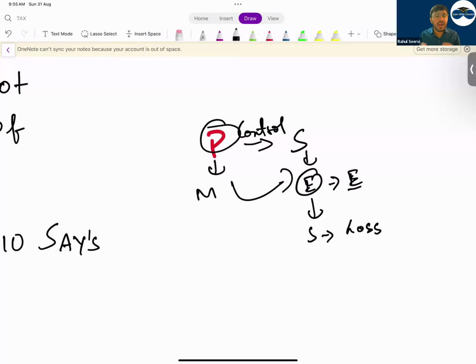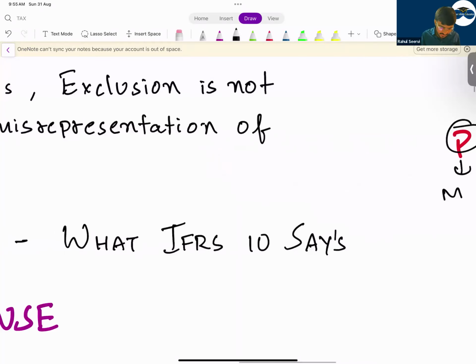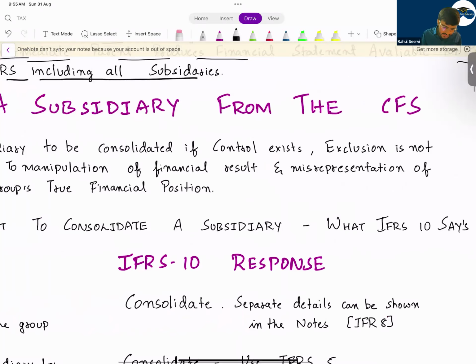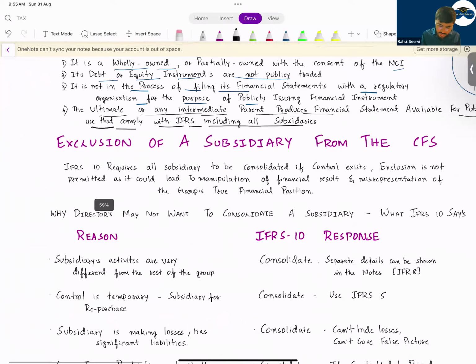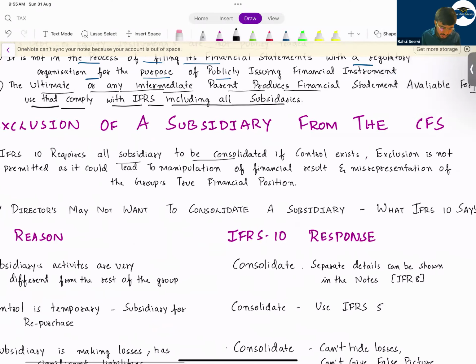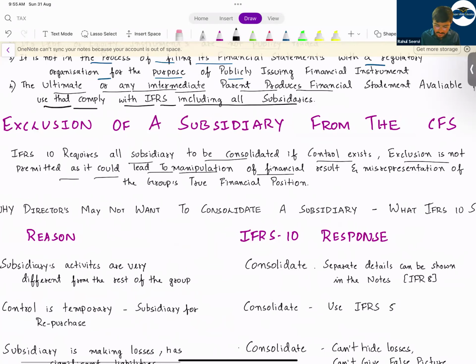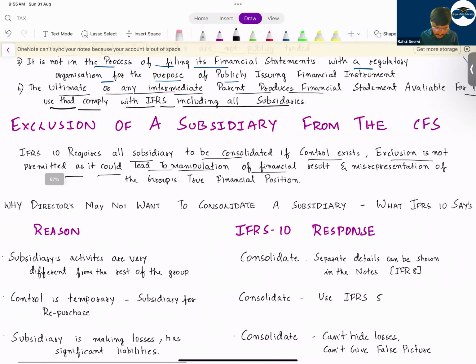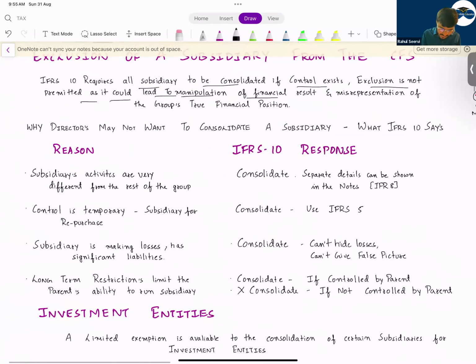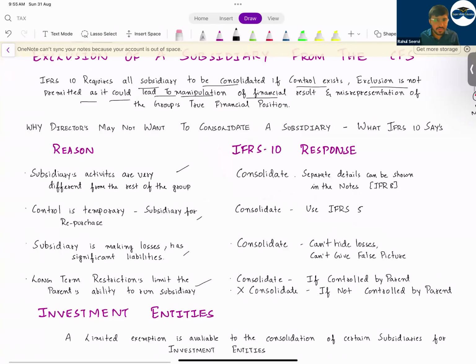Understand? IFRS 3 and IFRS 10 say what? If control is there, whether the company is in some different industry, whether it's loss making, etc., you have to prepare the consolidated financial statements. So, see here now. IFRS 10 requires all subsidiaries to be consolidated if control exists. Exclusion is not permitted as it could lead to manipulation of financial statements and misrepresentation of the group's true financial position.